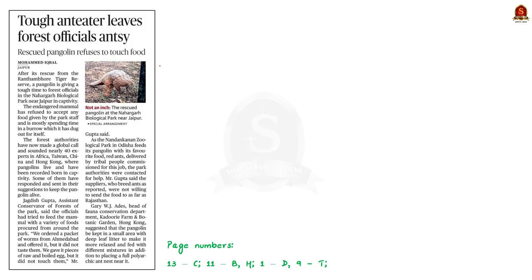See this news article here? It talks about a pangolin. Recently, a pangolin was rescued from Ranthambore National Park. And this pangolin is now kept in captivity in Nahargarh Biological Park near Jaipur. See, the issue here is that this rescued pangolin is not eating any food and is mostly spending time in a burrow which it has dug out for itself.